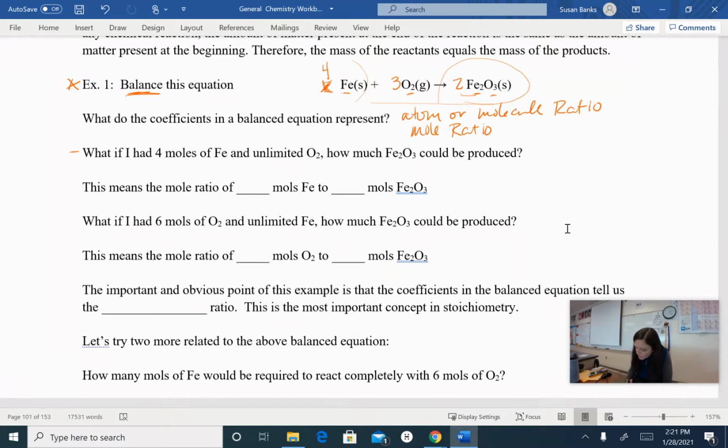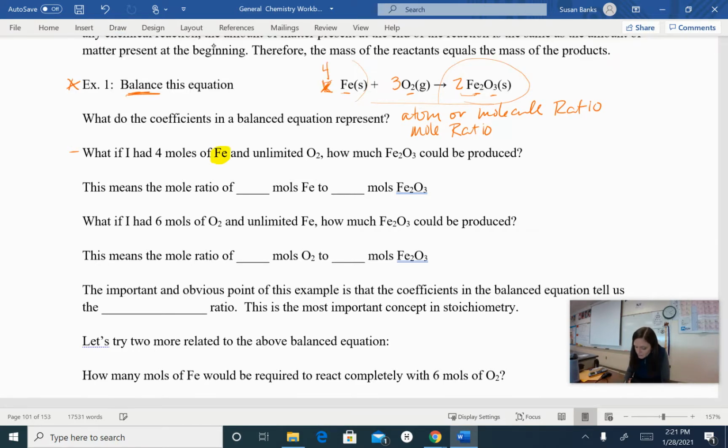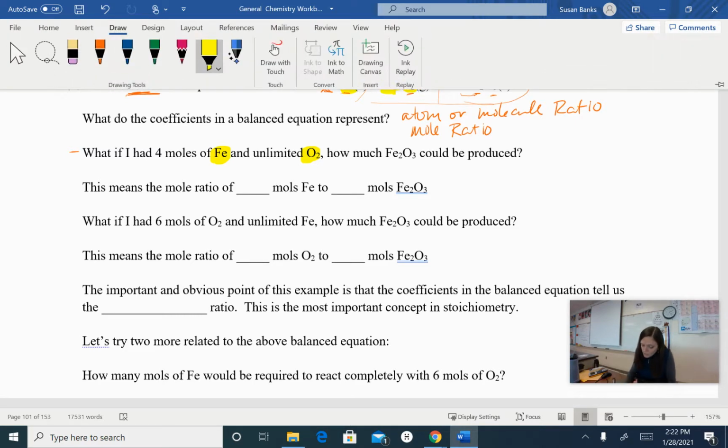If I have 4 moles of iron and unlimited oxygen, how much iron trioxide can I produce? What we have to do is look at the coefficients between the two things it's asking about. It is asking about iron and oxygen. So we are going to look at the coefficients of iron and oxygen. So we're going to grab the 4 and we're going to grab the 3 right here. Okay? So we're always going to start with the number that is given.